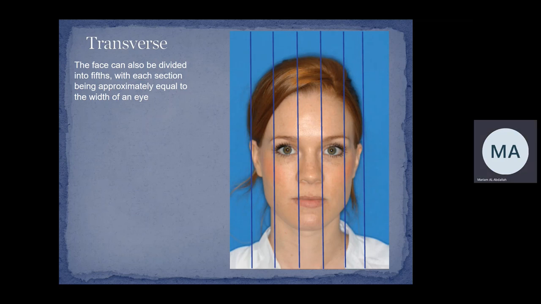We can also look at the frontal view and use six lines to divide the face. Two lines that represent the outer border of the ears, and then two lines that represent the outer border of the left eye and the inner border of the left eye, and then the outer border of the right eye and the inner border of the right eye. And these six lines will divide the face into fifths. Plus minus, they should be equal, and they are all equal to the width of the eye.